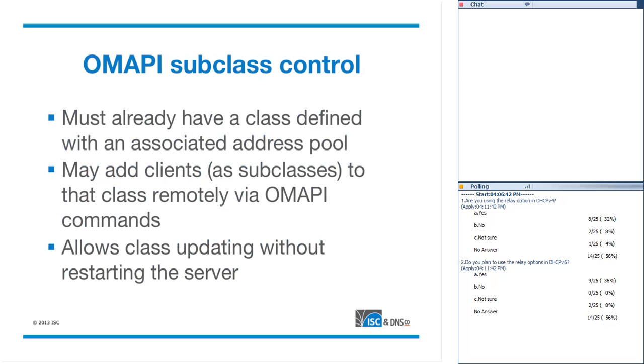We hear you, and because we hear you, we've added some more functionality to OMAPI, in this case, subclass control. Note that you already have to have a class defined with an associated address pool. Once that is done, you will then be able to add clients as subclasses to that class remotely via OMAPI commands. Sean is going to take us through what the configuration will look like and then show us via OMshell how to do the modifications via OMAPI.